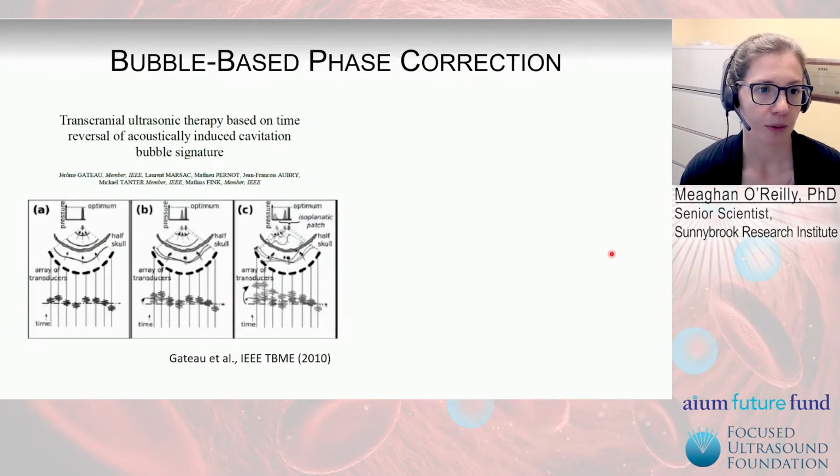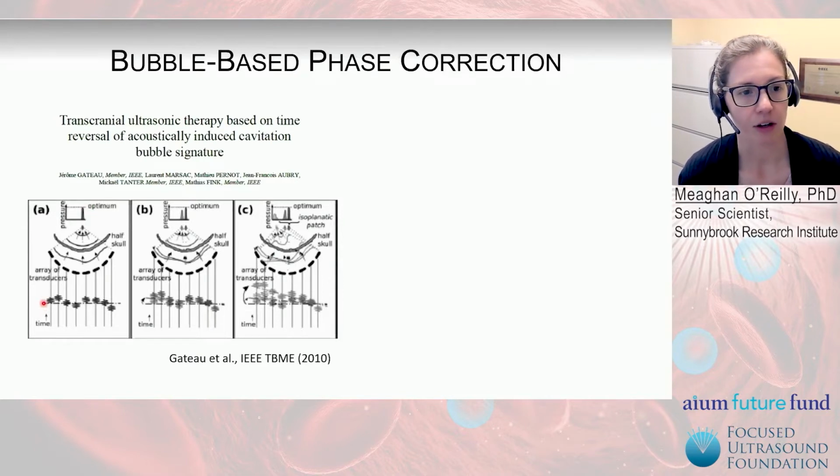So an alternative approach, if not using CT-based correction, would be to use a bubble-based correction. And this builds on an idea that was proposed by the group in Paris. The first author of this paper is Jérôme Gateau. They suggested that you could use a cavitation bubble signature and record that on your array of transducers and time reverse the signal in order to focus back. And so the idea was that you could do this for transmit focusing.